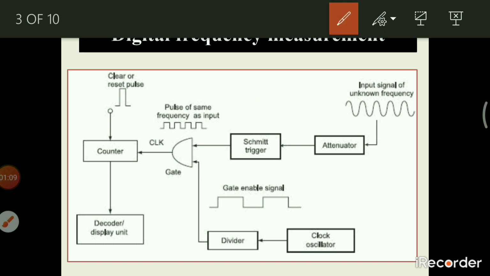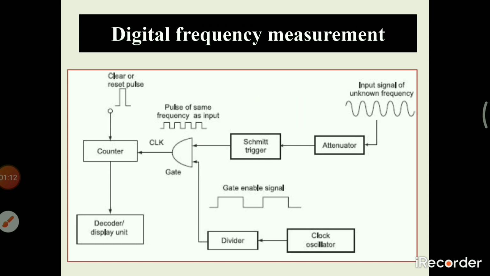In the working principle, first I would like to discuss the concept of frequency. What is meant by frequency? Frequency means the number of cycles completed in 1 second. I'll repeat: the number of cycles completed in 1 second. So if you have an input signal of unknown frequency and we want to measure the number of cycles completed in 1 second, obviously we require a signal having a time duration of 1 second.